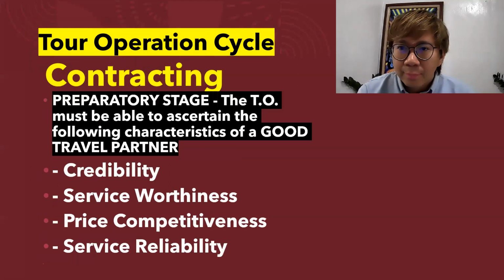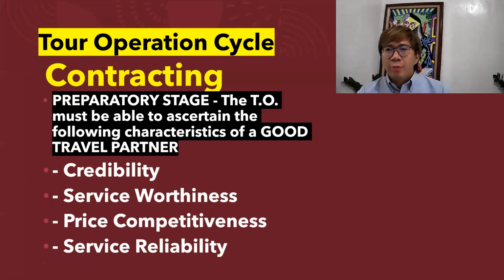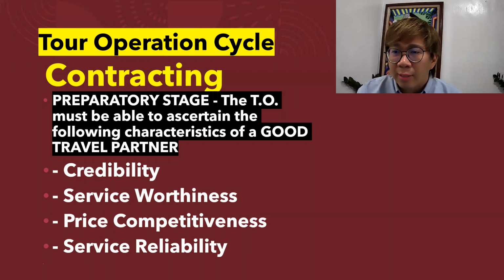Next. Okay, let's now go with contracting. So contracting is basically negotiation. So we have the preparatory stage. The tour operator must be able to ascertain the following characteristics of a good travel partner. Kasi syempre, your quality assurance relies on the selection of your travel partners or yung mga travel suppliers mo.